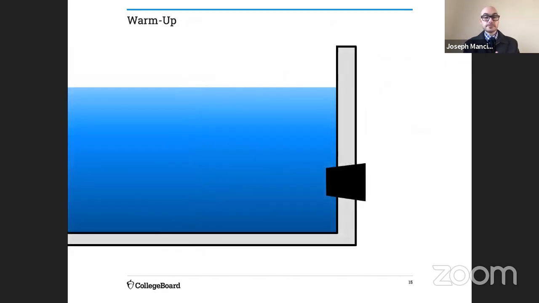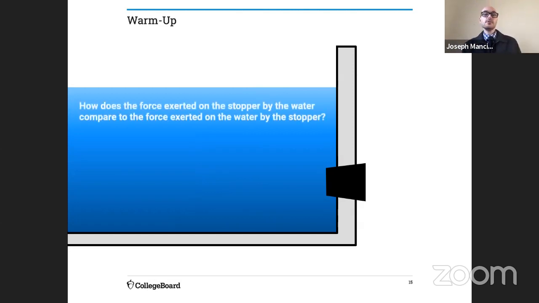All right. So what you have in front of you now is like a fish tank full of water, a big container of water with a rubber stopper jammed there in the side of it. And my question for you is, how does the force exerted on the stopper by the water compare to the force exerted on the water by the stopper?